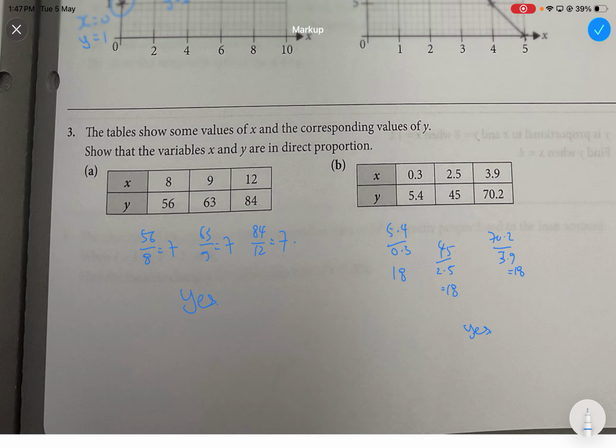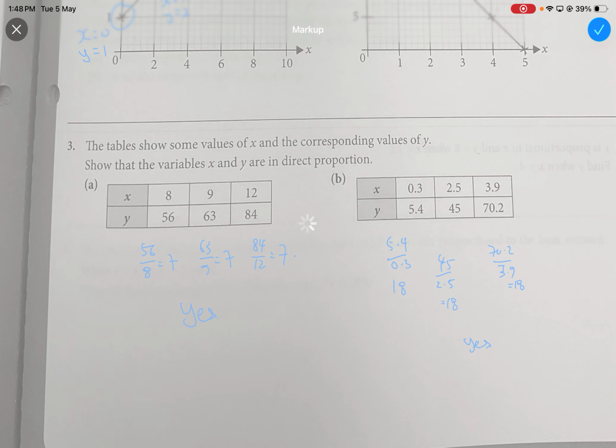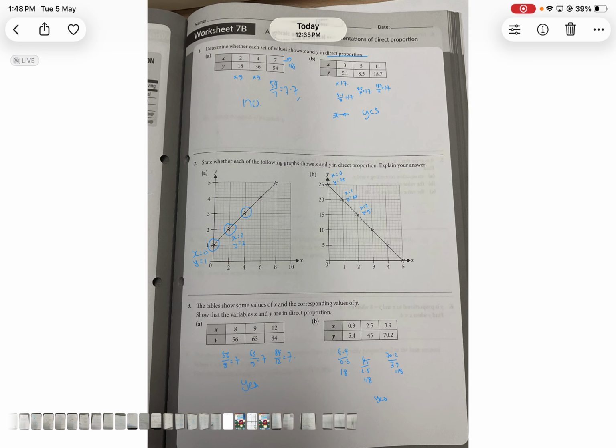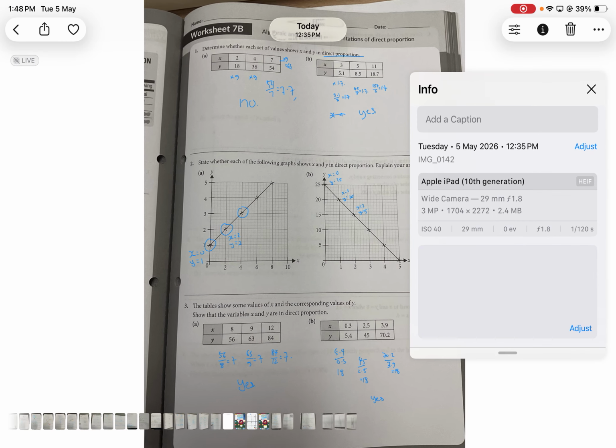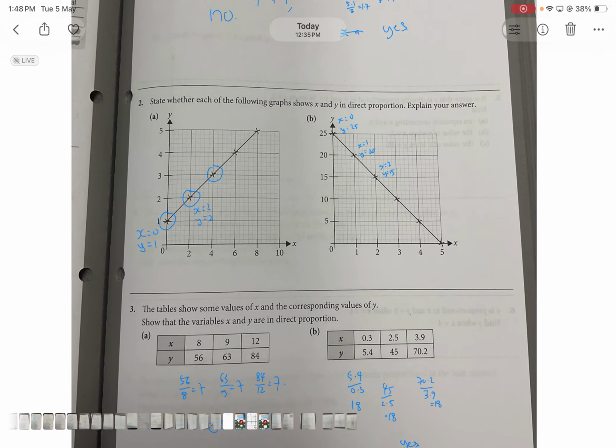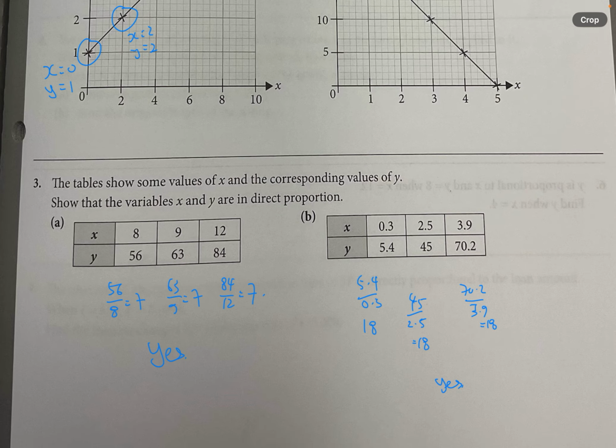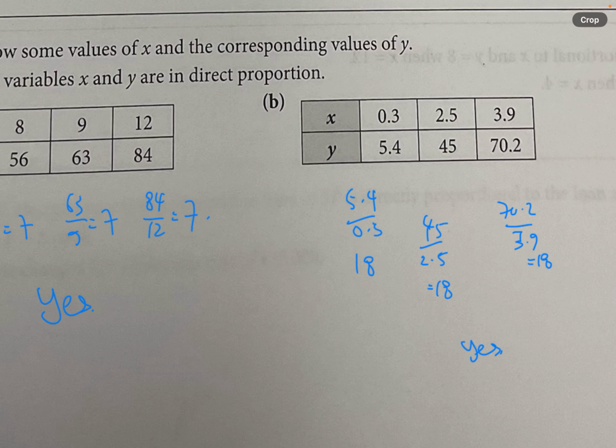Okay? Again, the proportion. Every time you multiply x by 18, you get the y. So again, also direct proportion. Okay? There, you cannot divide any number by 0. 0.3.